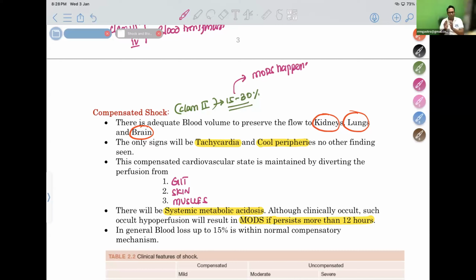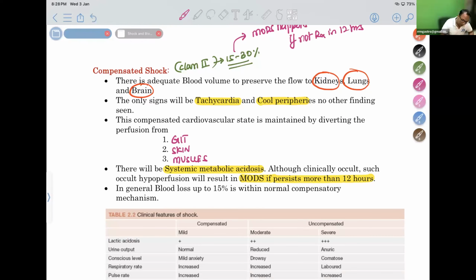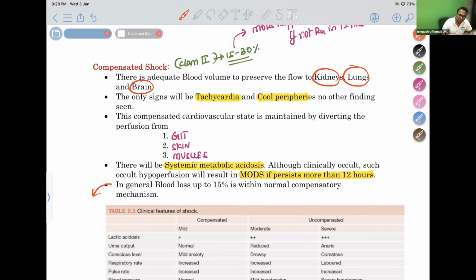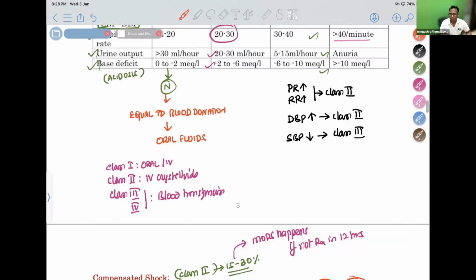Up to 15% blood loss, nothing to worry, because it is equal to a blood donation. We can discharge the patient. But at 15 to 30%, we have to be worried. We have to treat them with IV fluid. That is why I told you, in class 1 shock, oral and IV fluids are enough. They can go home, nothing to worry.